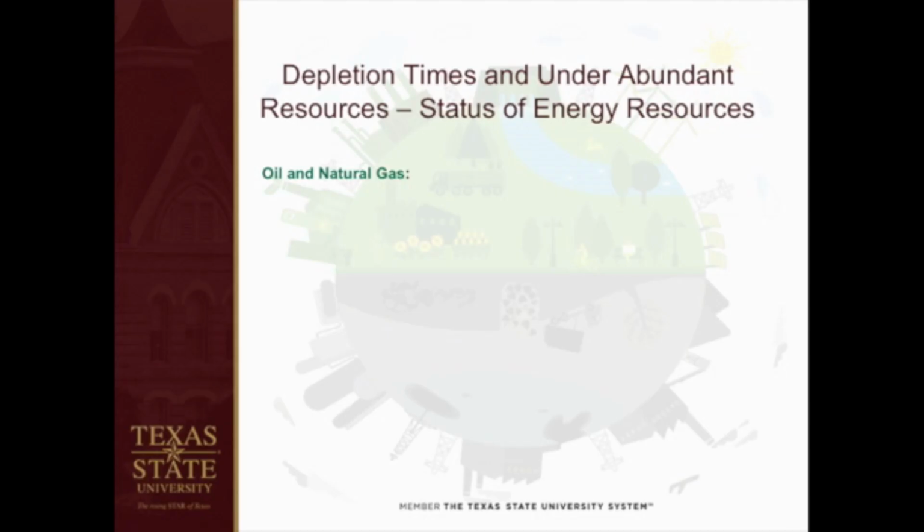So let's talk about actual times, right? For oil and natural gas, the depletion time predicted is 50 years. Bear in mind, my source came from the late 90s. So you have to subtract some years here. If it says 50 years, it's probably close to 30 now or less.